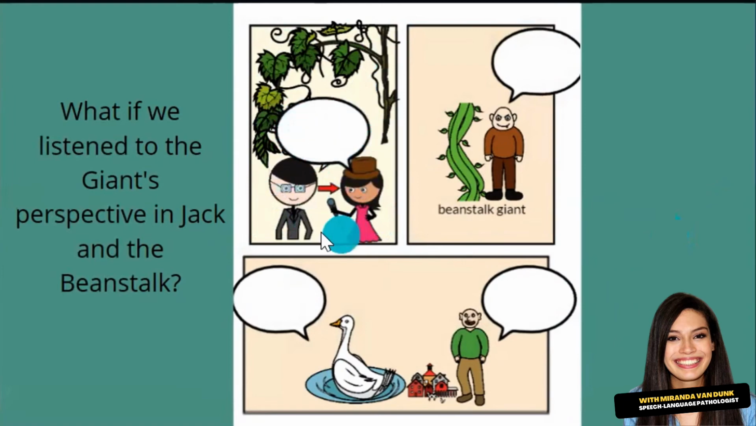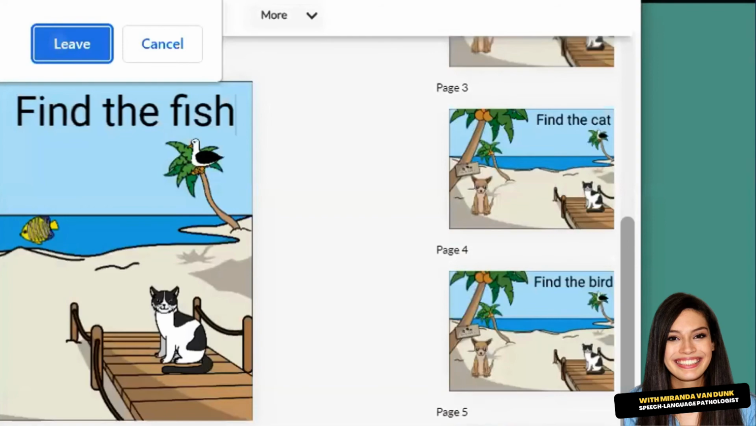So in this one, the reporter was talking to one of the townspeople, and then we had to fill in, what would the giant say if we took his perspective as opposed to Jack's perspective? What would the golden goose, or the goose that laid the golden egg, what would that goose say if we spoke to the goose? So this really allowed them to take on different perspectives. And again, it was super easy to create in going into the templates.